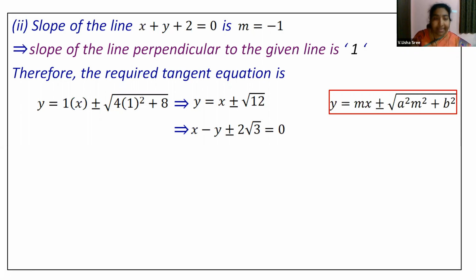Then the third case, what he has given is the angle made by the line with the x-axis is theta is equal to pi by 4. Now, when theta is pi by 4, slope will be calculated by calculating tan theta. That is, m is equal to tan pi by 4, which is equal to 1. Tan pi by 4, tan 45, which is equal to 1.